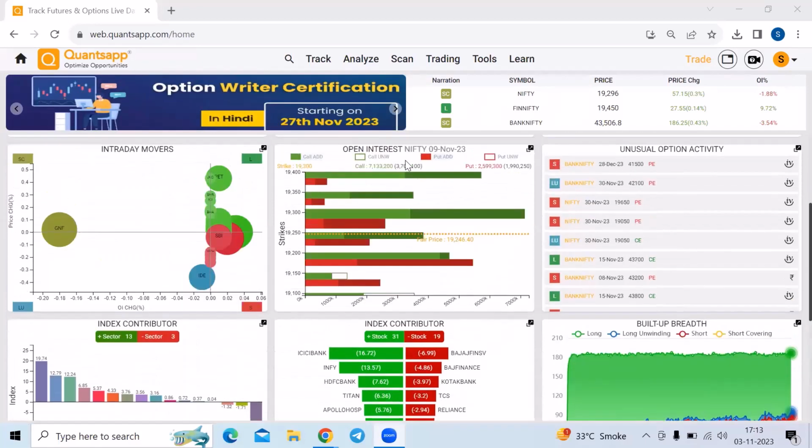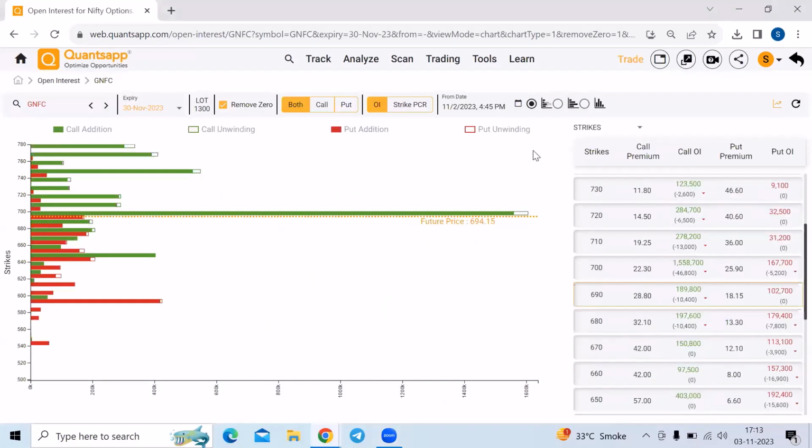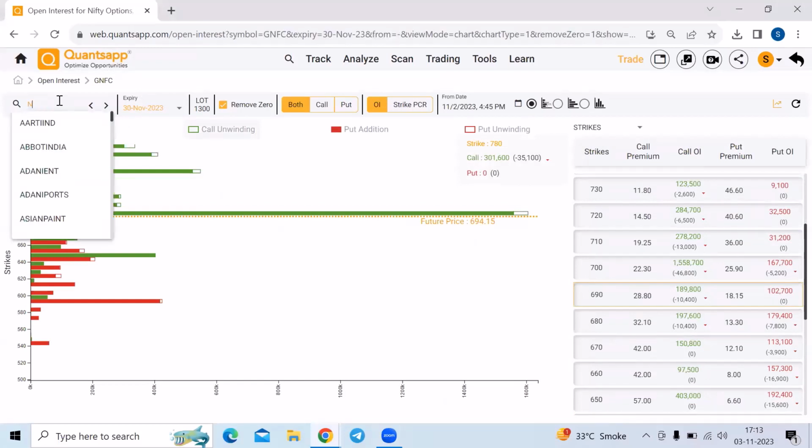Now, what happened today in Nifty, if you just see, this is options open interest data. Let me just open this. This is GNFC. I don't want GNFC. What I want actually is Nifty.